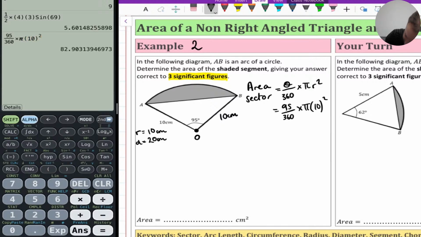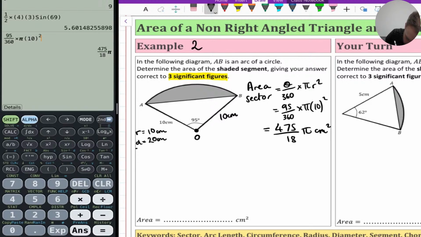So the area of that sector, I'm going to write it to 3 decimal places, and I'll think about the significant figures later. I might need to come back to that. In fact, I'll write it in terms of pi because it's more accurate. 475 over 18 pi centimetres squared. So there's the area of the sector.